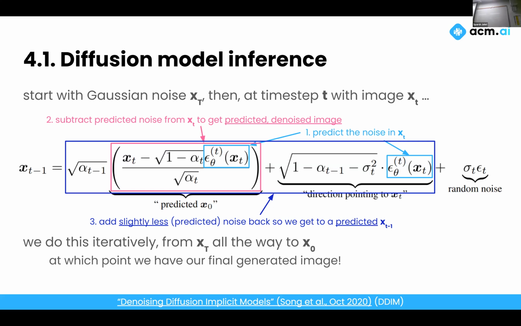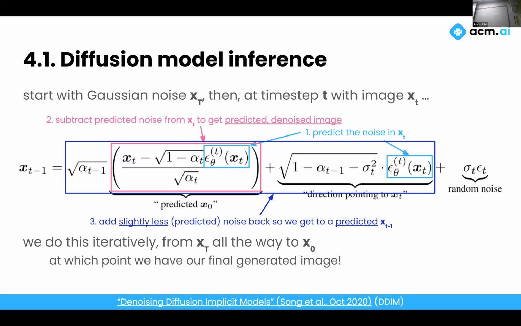Then you say, okay, model, given that noise, I can then just mathematically calculate what the model thinks that x0 will look like. And then I add back the noise the model predicted, but slightly less this time, to the point when we have the equivalent amount of noise as we were at x of t minus 1. Does that kind of make sense?